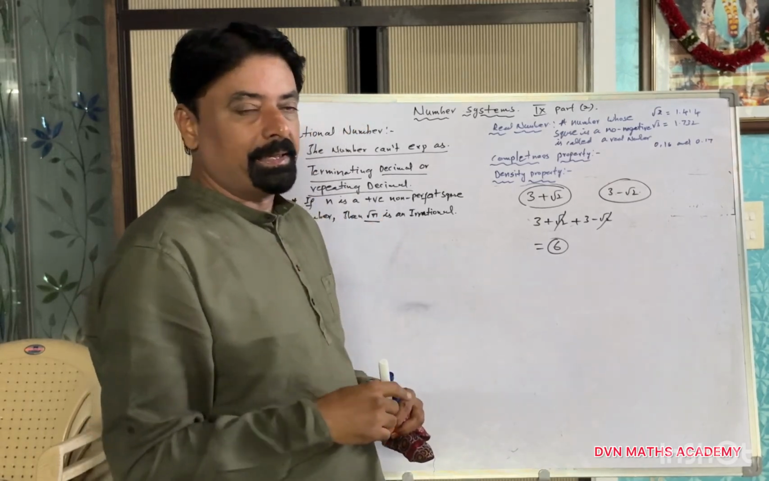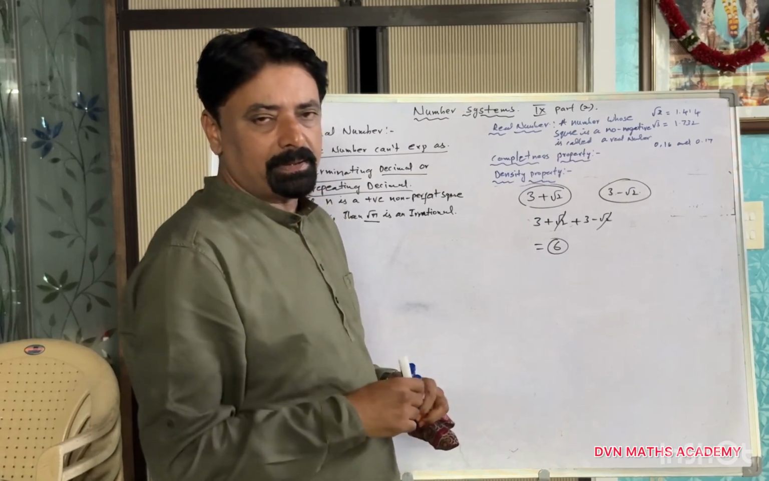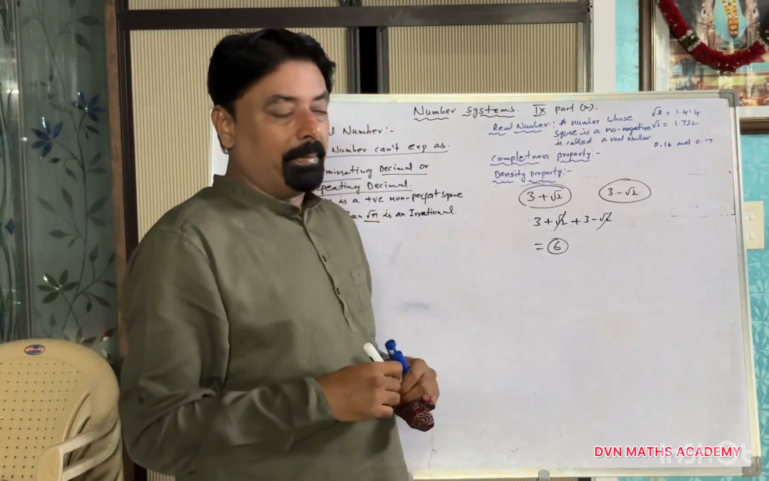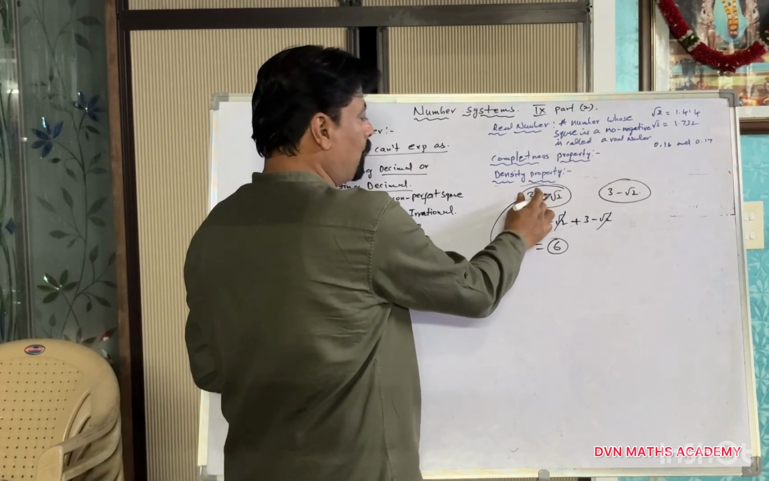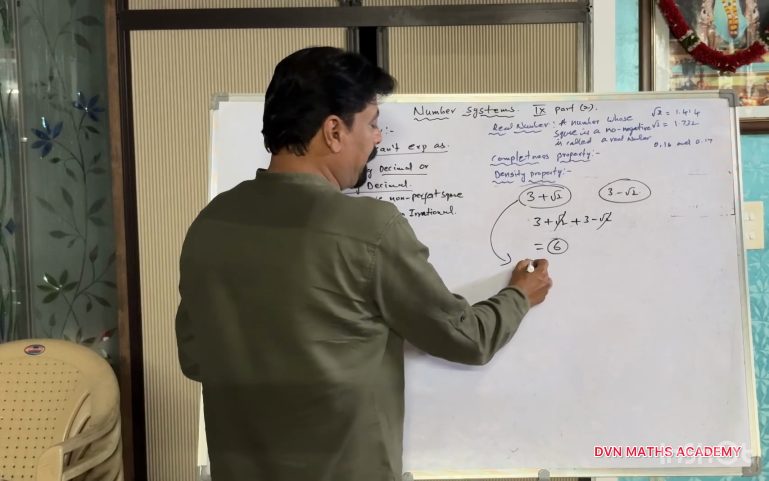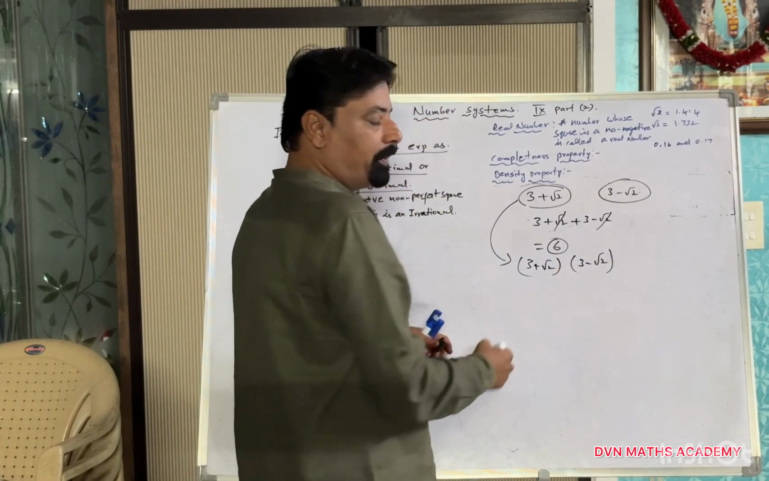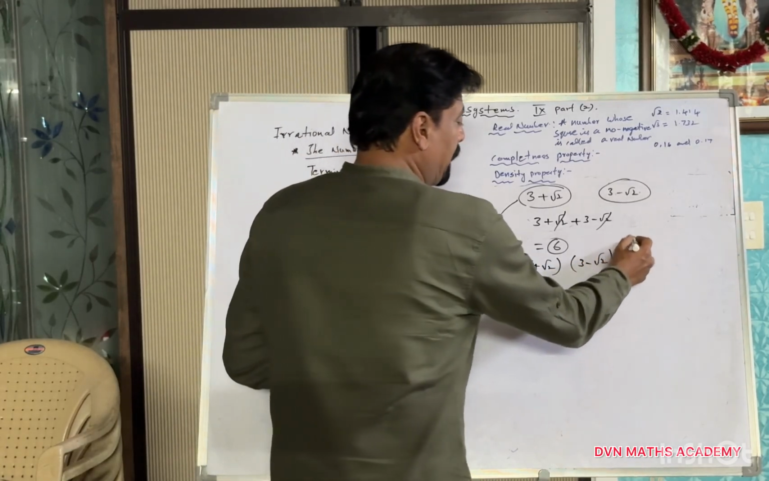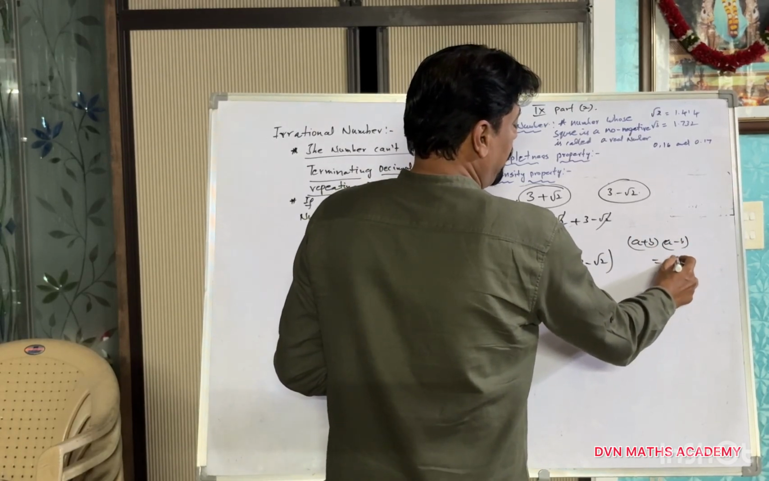My second statement is that the product of two irrationals is always irrational. That is also a wrong statement. The product of two irrationals is not always irrational, but sometimes it may be rational, because if you take the same example, these two are irrational numbers. If you multiply these two numbers, what happens? You see, 3 plus root 2 into 3 minus root 2. If you observe carefully, these two are in the form of a plus b into a minus b. You know that a plus b into a minus b is equal to a square minus b square.